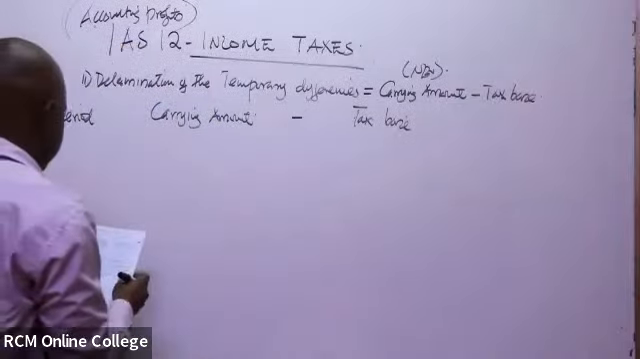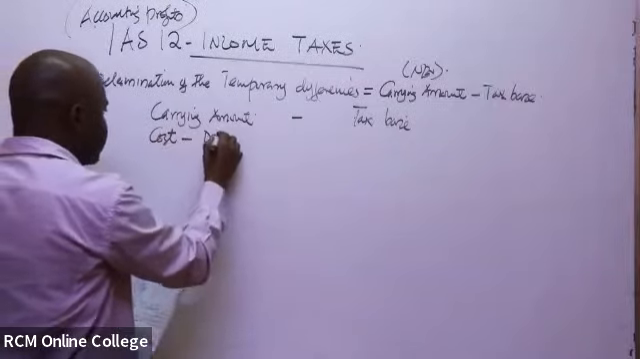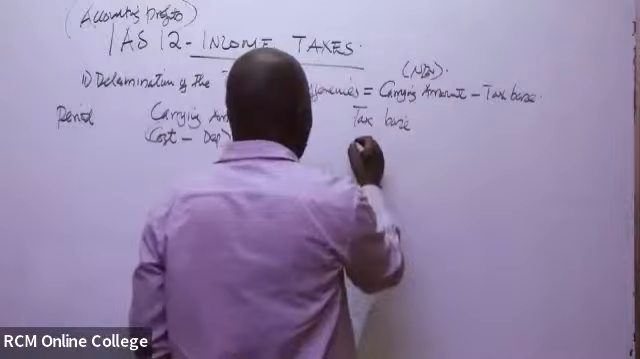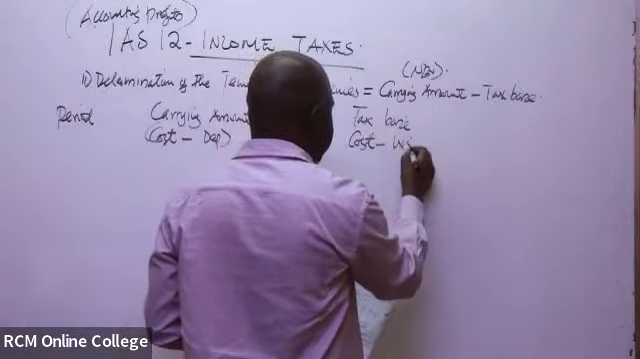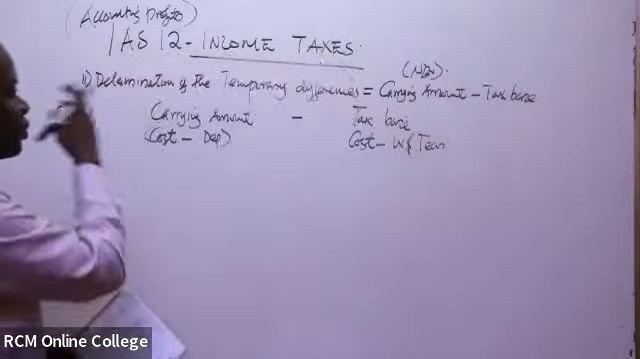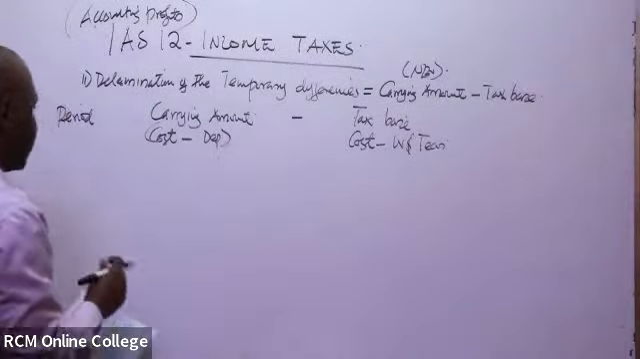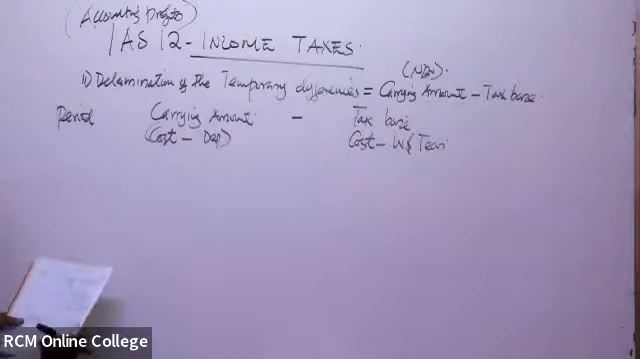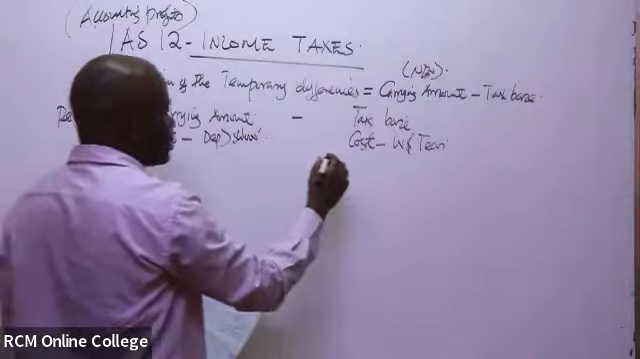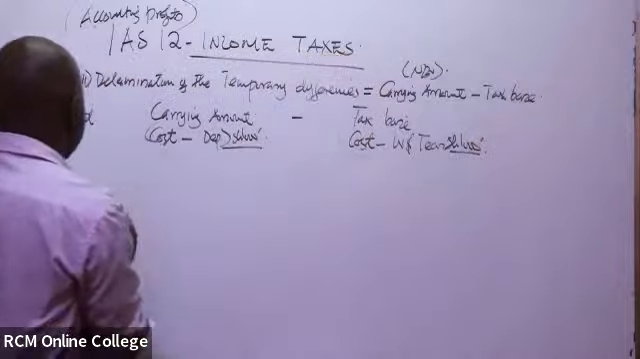The carrying amount will be the cost of the asset minus the depreciation. Then our tax base will be the cost minus the wear and tear, because the language the taxman understands is wear and tear, not depreciation. When determining the taxable profits, we added back depreciation and less the wear and tear. So remember, our figures actually were in thousands, so don't forget that. We have, in this case, 4 years.